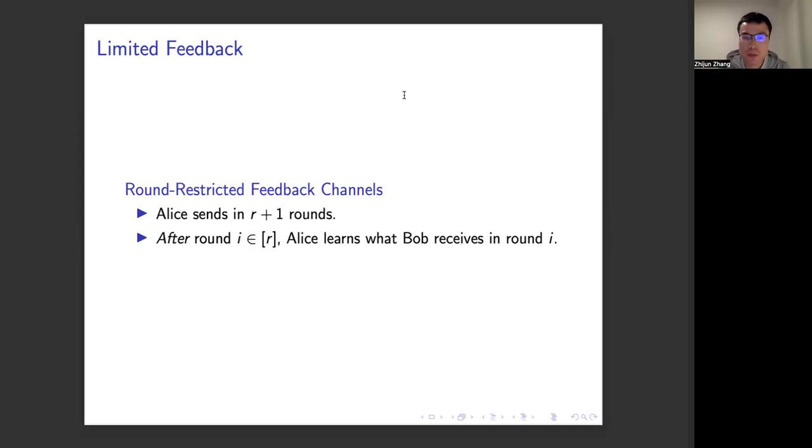So in this paper, we want to study limited feedback by introducing the concept of round restricted feedback channels. For a round restricted feedback channel, Alice will send in R+1 rounds. In every round, Alice first sends a message of certain length over the noisy channel, and only after sending all the bits for that round will Alice learn what is actually received by Bob in that round. So the feedback is given to Alice round by round instead of immediately.